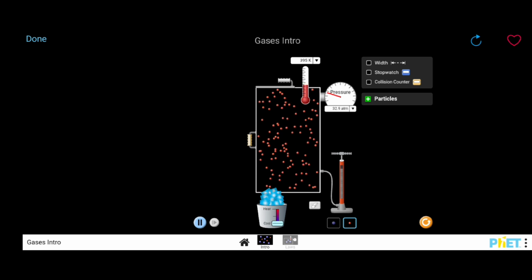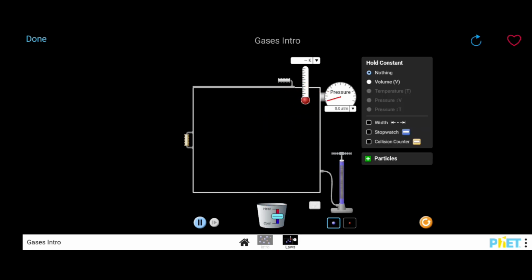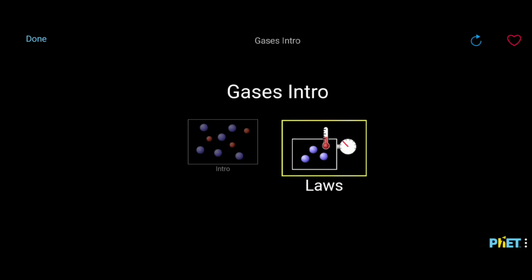Group 1 will be investigating Boyle's law. The second group will be investigating Charles' law. The third group will explore Gay-Lussac's law. And the last group will be investigating Avogadro's law.